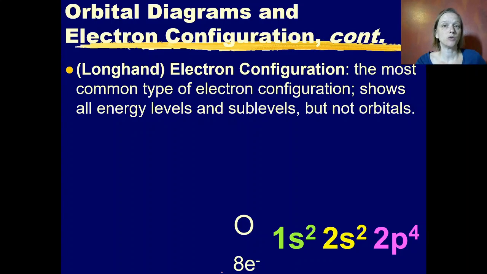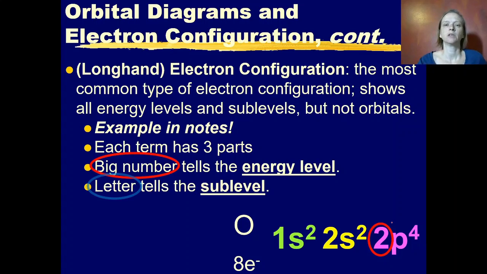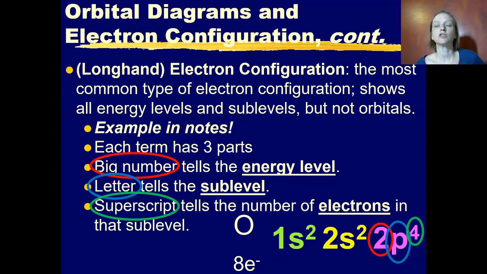A similar way to do an electron configuration, a lot of times this is just called electron configuration, sometimes it's called longhand electron configuration. This is the most common type of electron configuration. It shows all energy levels and sublevels, but not the orbitals. So each term has 3 parts. The big number in front, like this 2 that I've circled here, tells us our main energy level. The letter tells you what sublevel you're in. And then the superscript, like the 4 circled in green here, tells you the number of electrons in that sublevel.